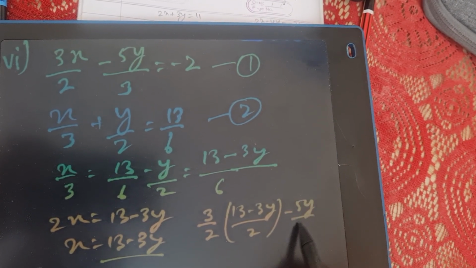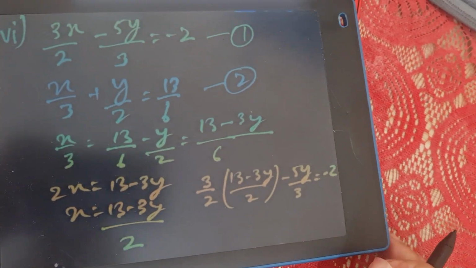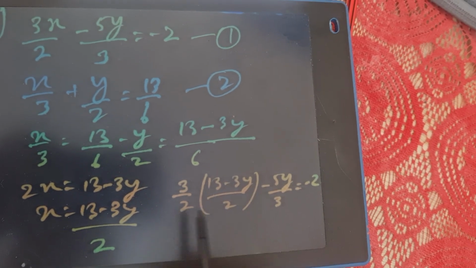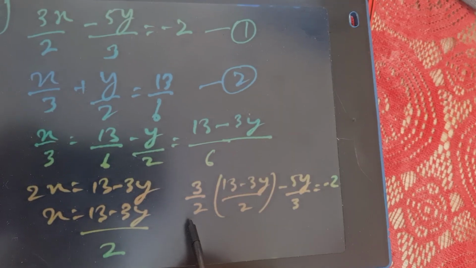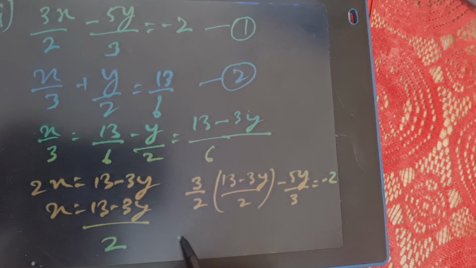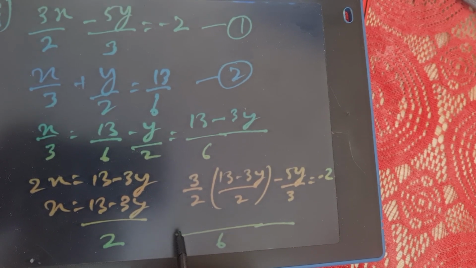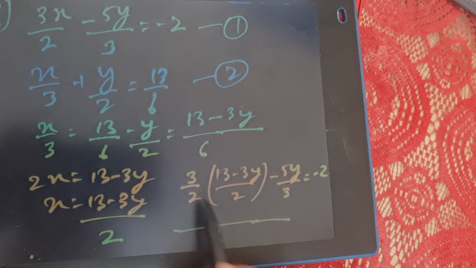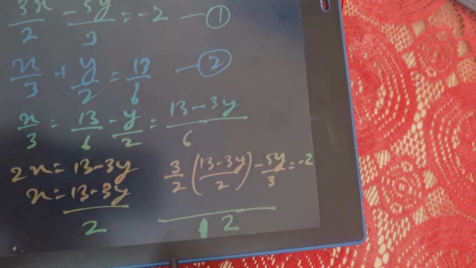Minus 5y by 3 is equal to minus 2. We have put the value of x in the first equation, and we will solve this to obtain y. So making the denominator common, which here is 6, 3 2s are 6, but also this 4, 2 2s are 4, so 4 3s are 12, so here the denominator will be 12 instead.